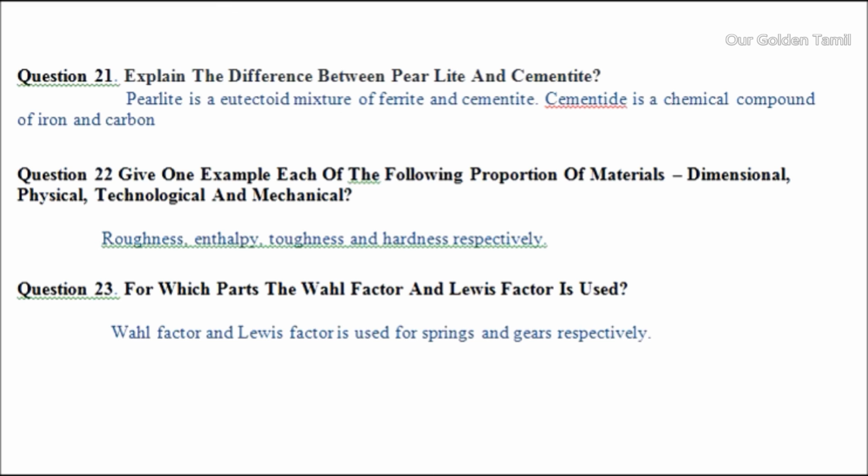Question 22. Give one example each of the following properties of materials: dimensional, physical, technological and mechanical. Roughness, enthalpy, toughness and hardness respectively. Question 23. For which parts are the Wahl factor and Lewis factor used? Wahl factor and Lewis factor are used for springs and gears respectively.